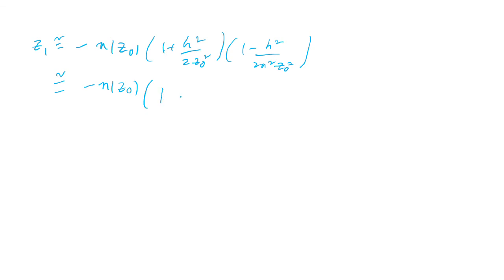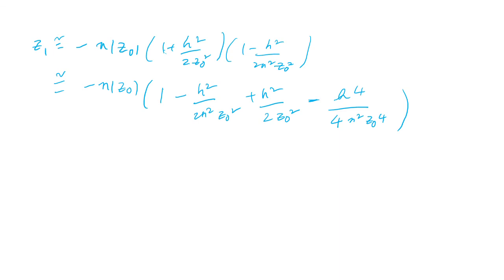we have 1 times 1 is 1. 1 times minus this is h squared by 2n squared Z0 squared, right? Again I have h squared by 2Z0 squared. Then when I multiply this with that, I get minus h to the power 4 by 4n squared Z0 to the power 4. Like I said, we are going to ignore these higher order terms, right? So if I ignore this higher order term, then I can write this as minus nZ0 times 1 minus, and here I can take out h squared by 2Z0 squared as a common factor. Then I would have 1 minus 1 over n squared, right?